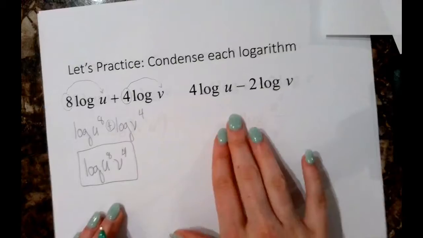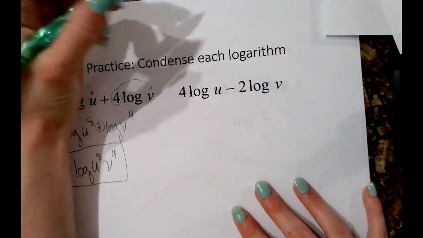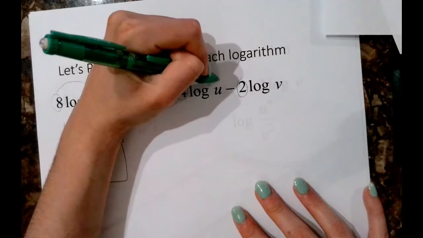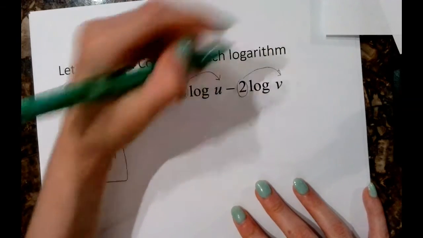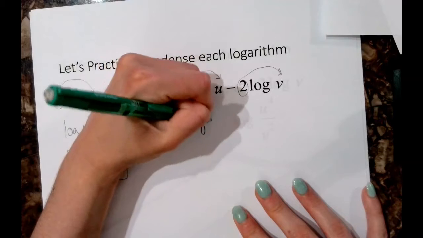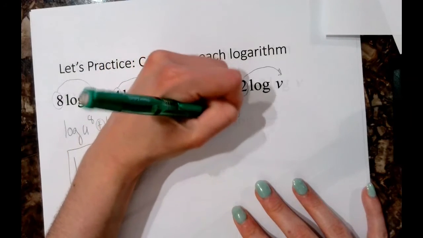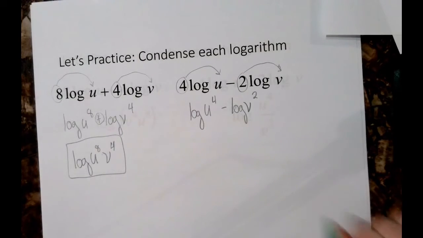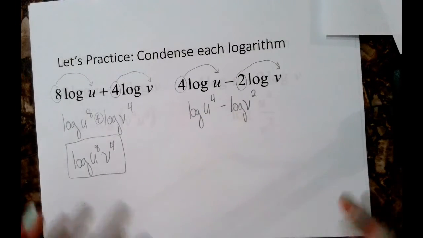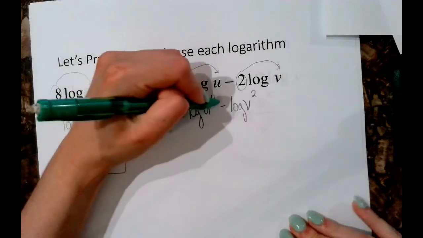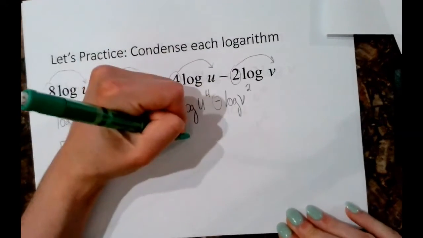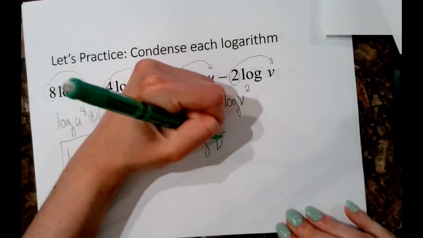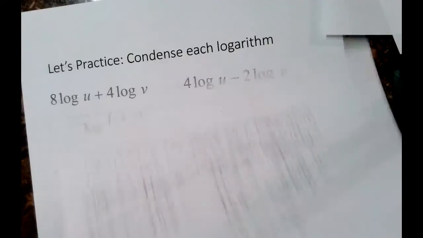Alright, we're going to try the same process over here. We're going to start looking for the power rule. I see the 4, the 2, let's move them over. Log u to the 4th minus log v squared. All right, we have to check, do they have the same bases? They do, so we can combine them, and because it's subtraction, we're going to use division. Boom.